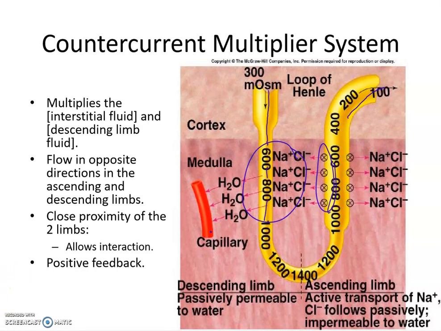Now, before we move on, let me just emphasize this one more time. Make sure that you take a look at the permeability differences. On the descending limb, we're permeable to water only. On the ascending limb, we are actively transporting salt, and we are not permeable to water. So make sure that you understand that.